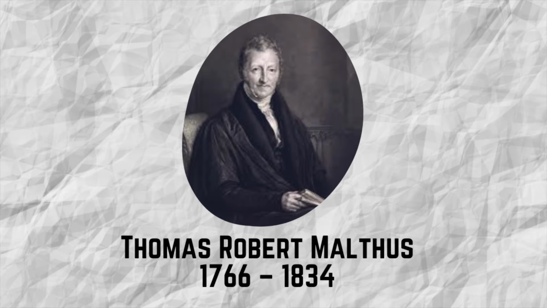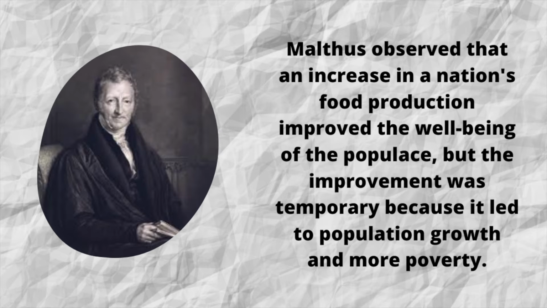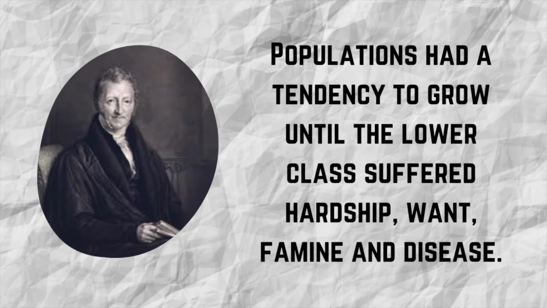Thomas Malthus was an English economist. In his 1798 book, An Essay on the Principle of Population, Malthus observed that an increase in a nation's food production improved the well-being of the populace, but the improvement was temporary because it led to population growth and more poverty. This became known as the Malthusian trap. He argued that populations had the tendency to grow until the lower class suffered hardship, want, famine and disease.